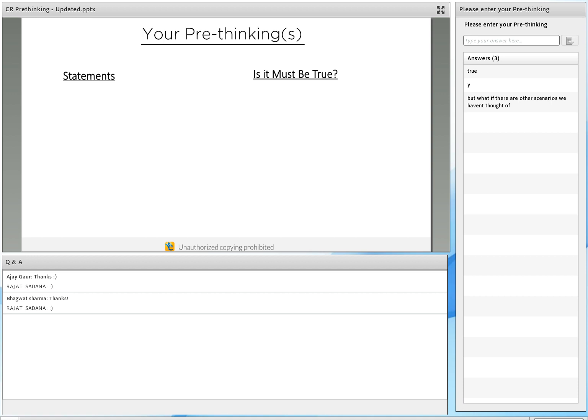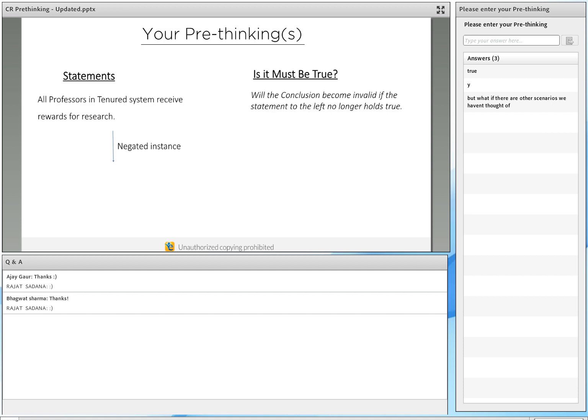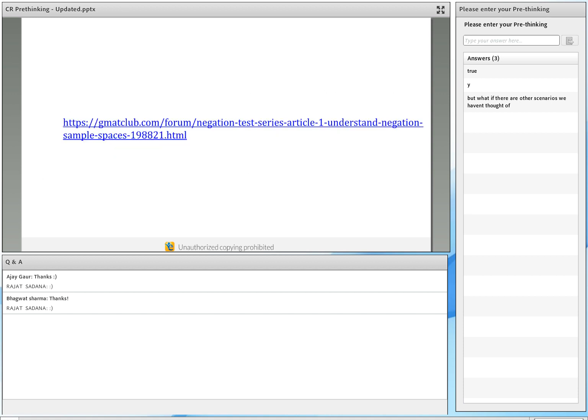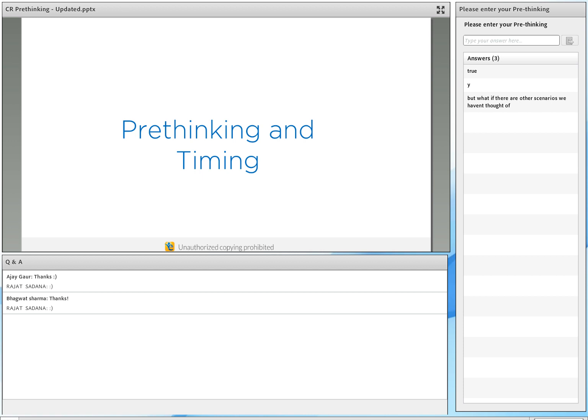Okay. And Kostup says, is falsification scenario thought before pre-thinking the assumption? Yes. The answer to the falsification question gives you essentially your assumptions. So I'm gonna quickly go through this. But let's talk about pre-thinking and timing.